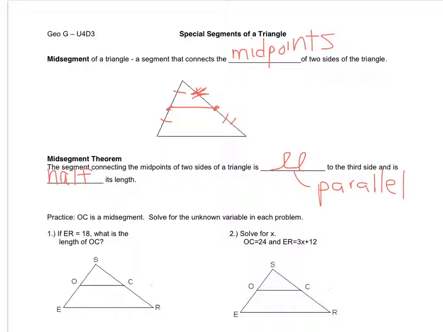So if we're practicing with this, if we're looking at number 1, we know that ER is 18. So again, our first strategy is to put the information right into the figure. We want to find the length of OC. We know that that midsegment is half of 18 because that's what our midsegment theorem above tells us. So half of 18, and remember half is dividing it by 2, is 9. So the length of OC is 9.